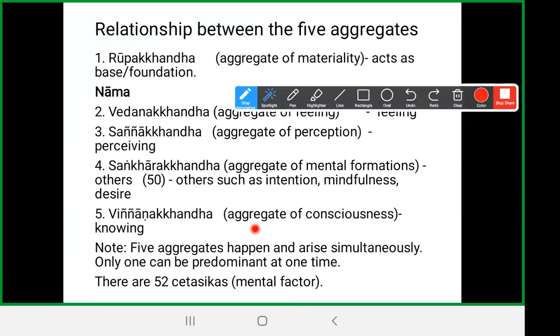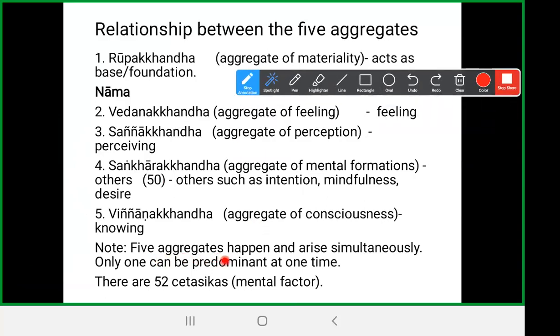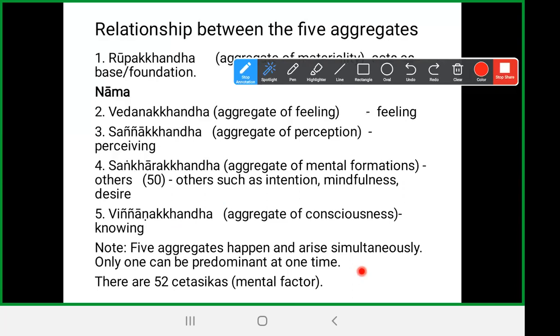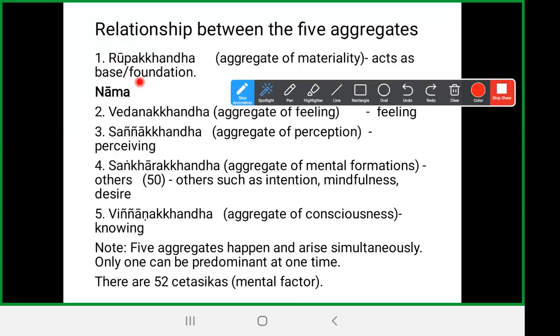So these 5 aggregates happen and arise simultaneously, but only one can be predominant at one time. Well, why is it predominant? For example, when you feel the earth element, you feel that the body is very heavy. At that time, the Rupa Khanda is more predominant. If you have good or bad feeling, then the Vedana Khanda is more predominant.